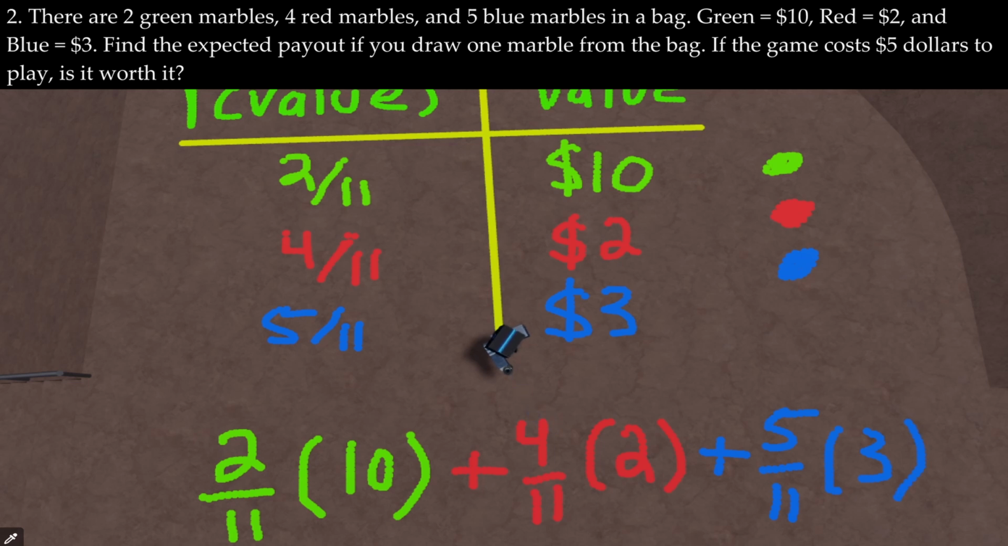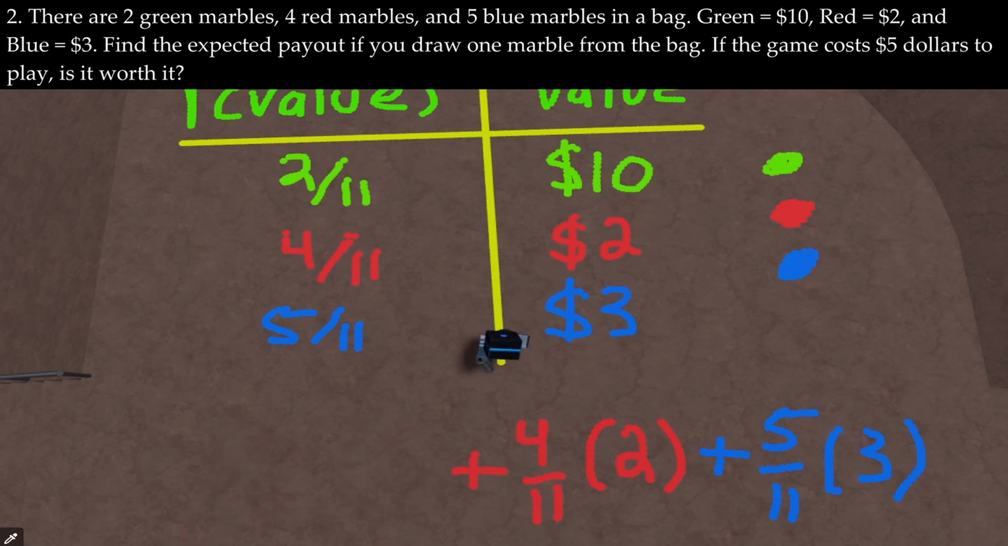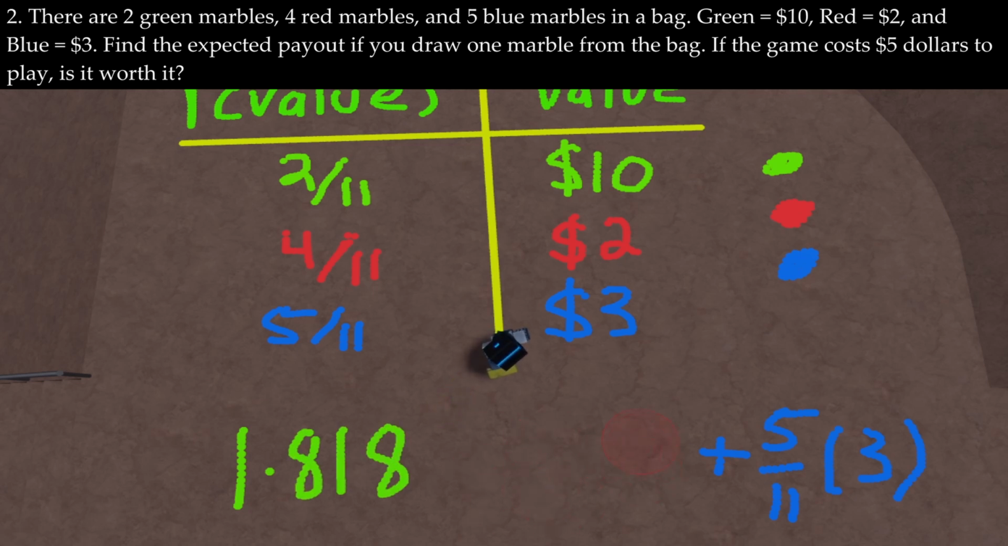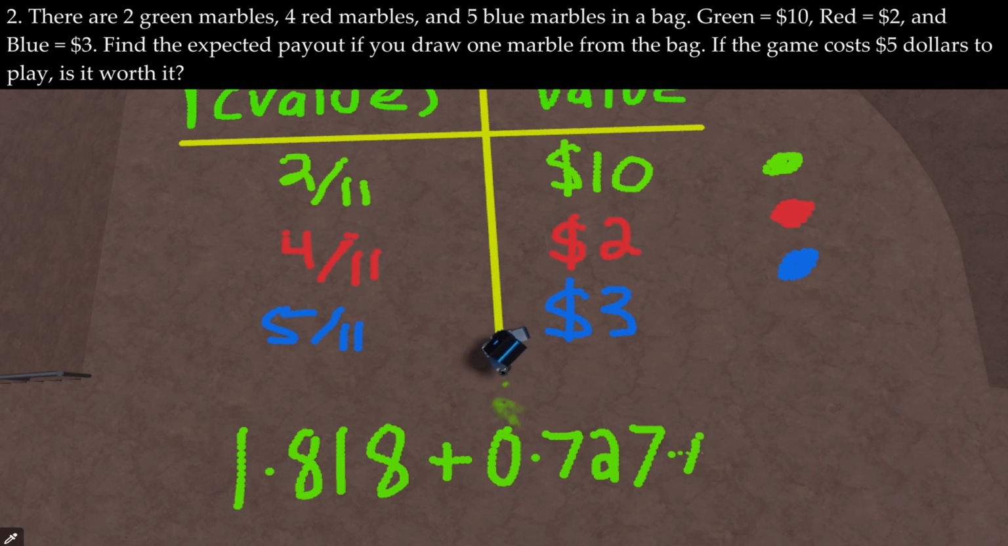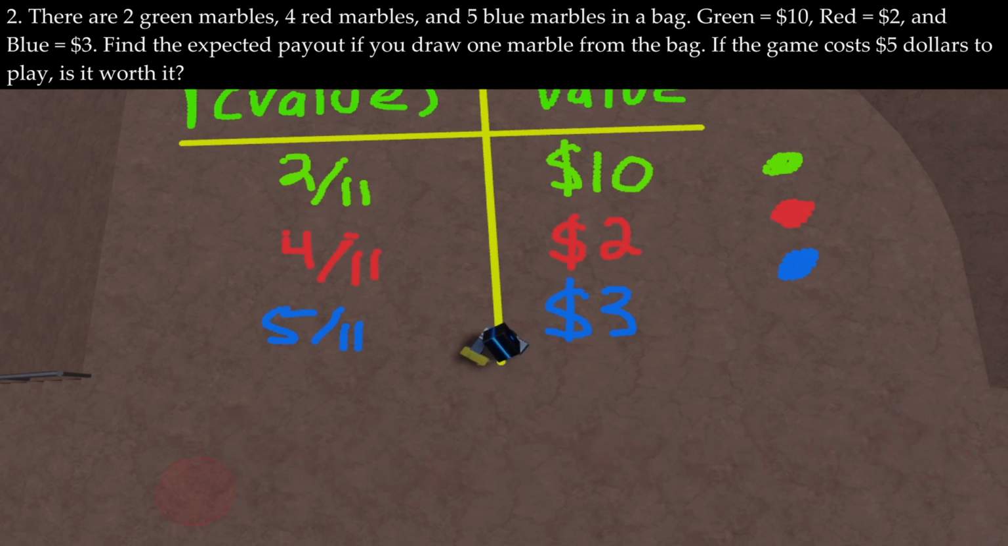And now let's just compute these and add them up. For the first part, 2 out of 11 times 10, that's about 1.818. And then 4/11 times 2, that's about 0.727. And then 5/11 times 3, that's about 1.090. And then if you add all these up, I'm going to round it to the hundredths place since we're dealing with money here. That's about $3.